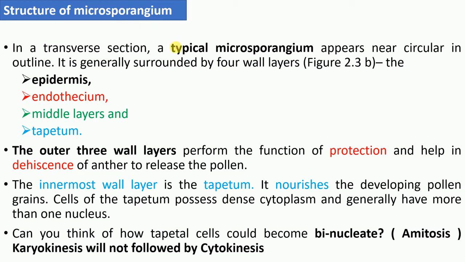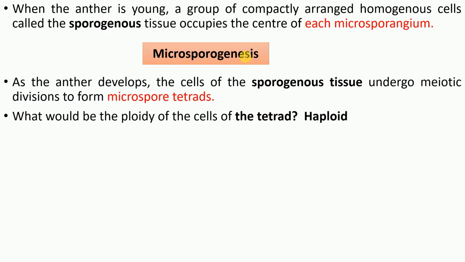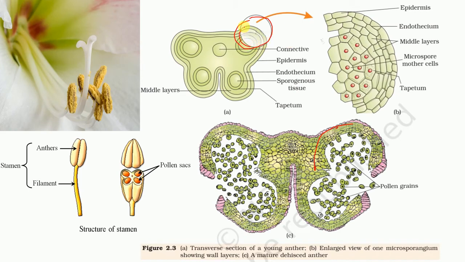So, microsporangium. This is microsporangium, right? So we can say this is figure A and it is a transverse section of the anther. See, this is anther, and if you cut it transversely, you will find such a structure. If you magnify this structure, we'll have such a figure. And if you magnify this portion, for example this is microsporangium, you'll get various layers.